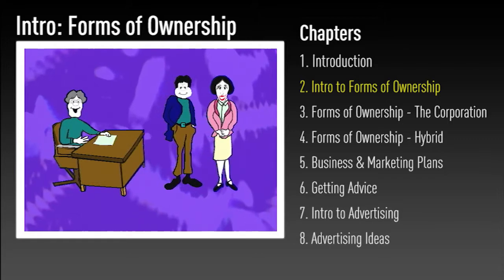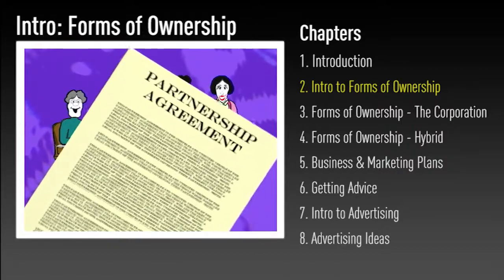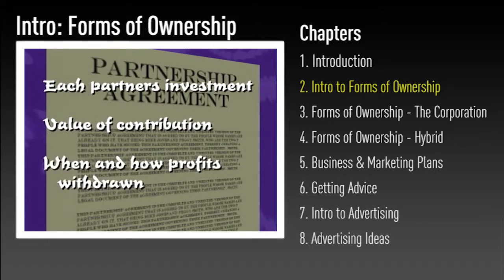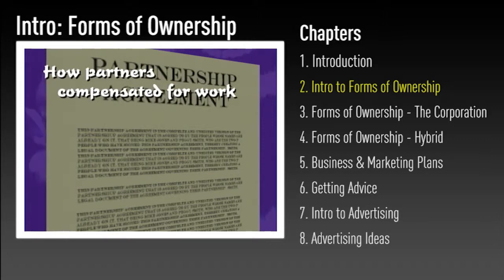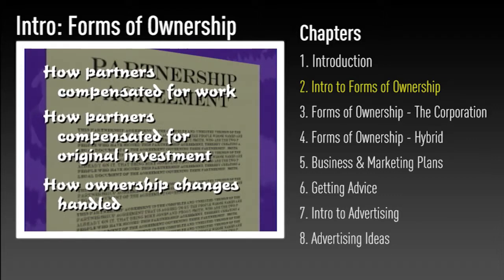The attorney drafts up a partnership agreement that Mike and Peggy both approve of and sign. Their partnership agreement states how much and what kind of property each partner contributes to the new business. It sets a value for that contributed property. It describes when and how profits will be withdrawn. It states how the partners will be compensated for their services to the business. It tells how the partners will be compensated for their original investment in the partnership. And finally, it describes how changes in ownership will be handled, including what happens if a partner dies.